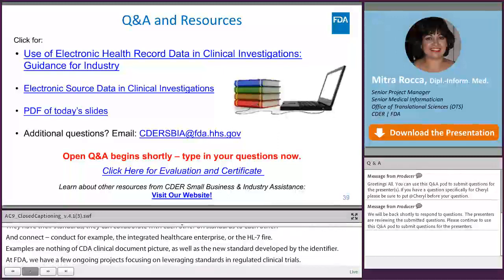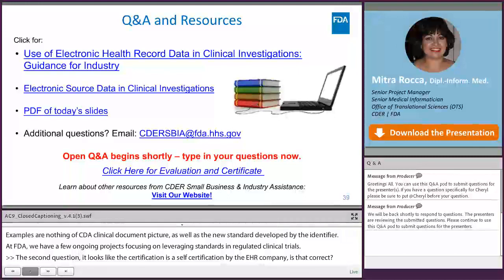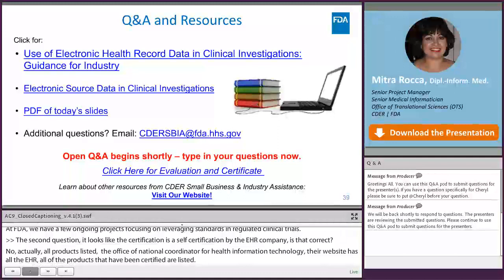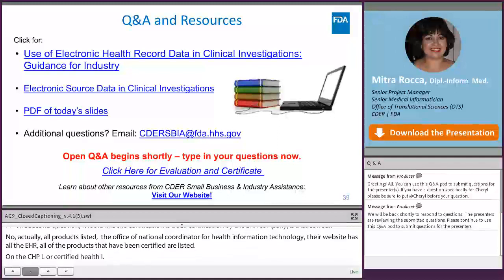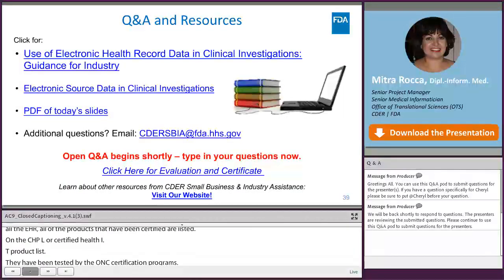The second question is, it looks like the ONC certification is a self-certification by the EHR company. Is that correct? No, actually. All products listed on the Office of National Coordinator for Health Information Technology website, all the health IT products that have been certified are listed on the CHPL or Certified Health IT Product List. And they have been tested by the ONC Health IT certification programs. And there is an ONC accredited testing lab that all the EHR systems are being tested.